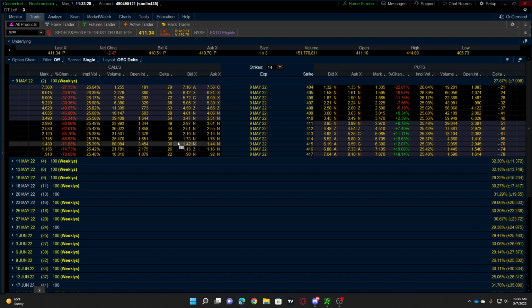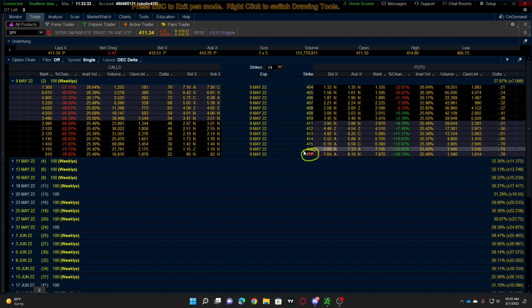So for an example, the 417 strike here on SPY on the call side, it right now has a delta value of 22. This is telling me that the 417 strike has a 22% chance of being in the money at expiration, which is 2 days away. Now, that's pretty cool, right? I think that's pretty cool.